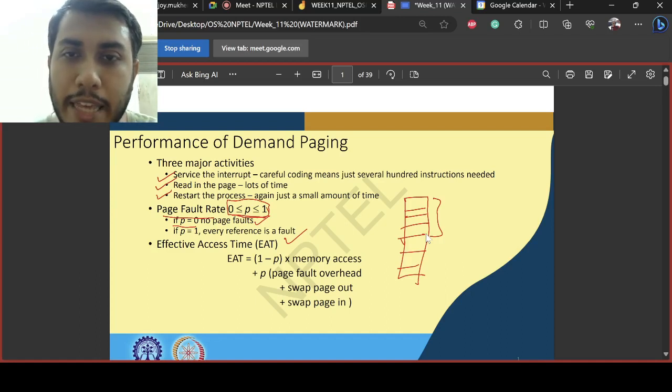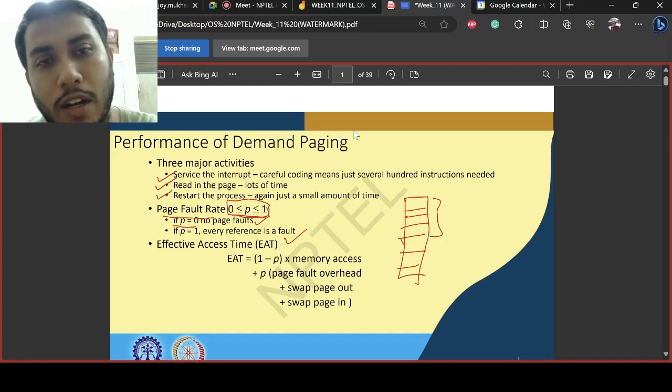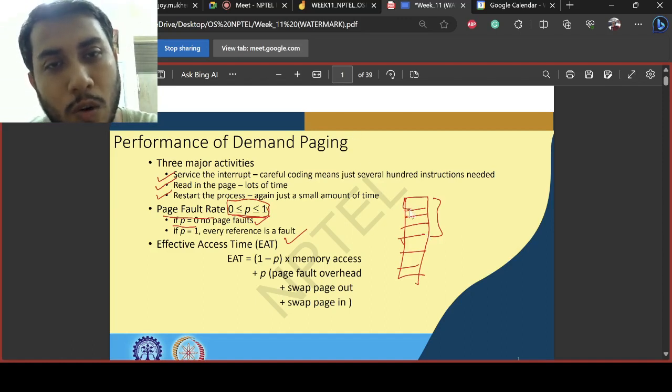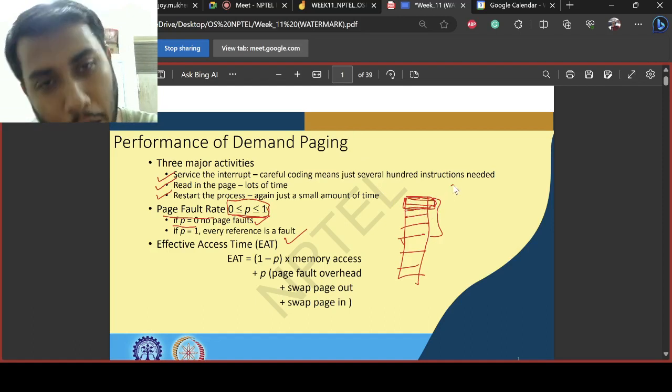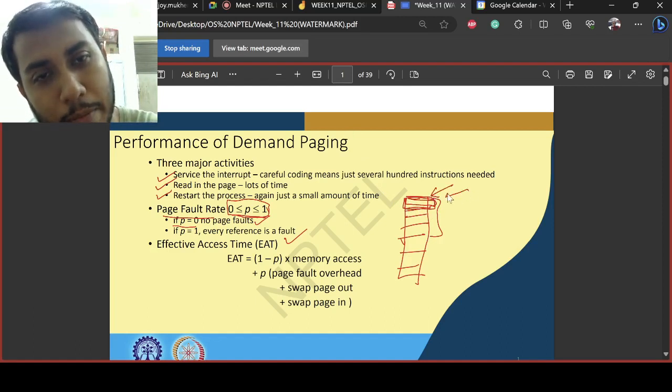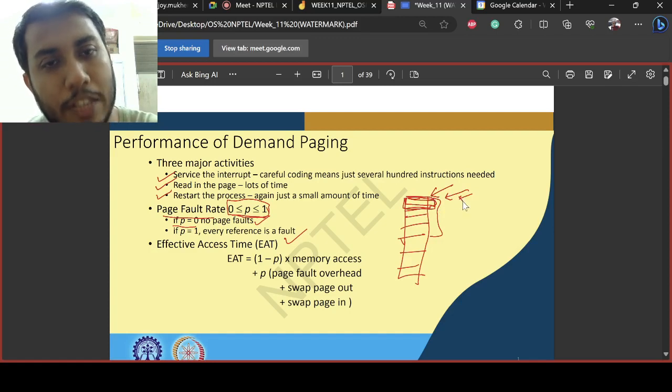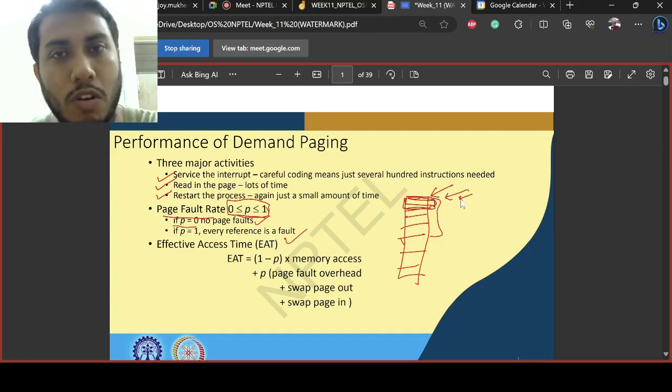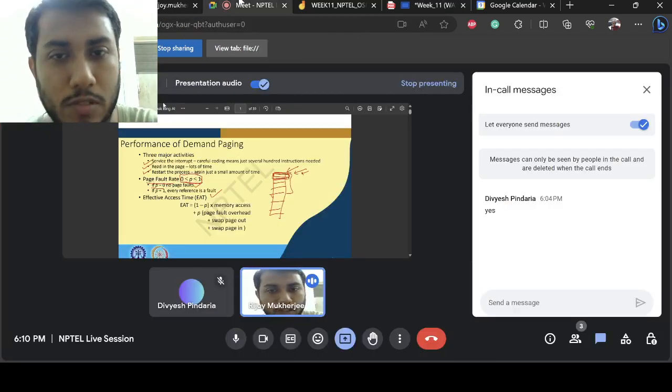P equal to 1 means every reference is a page fault. It may be the case that only this box is free, so all the time you bring in a page whenever you require it. That is your demand paging, when the page fault rate is 1.